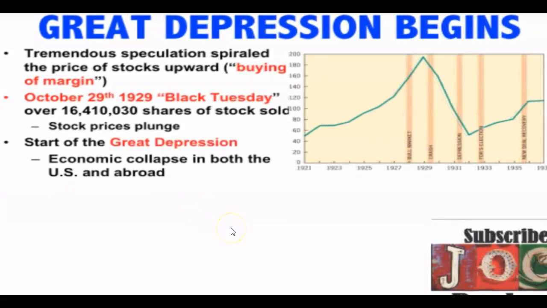Black Tuesday, October 29th, 1929, the famous day: 16 million shares of stock were sold and the stock market began to plunge. Think of the stock market crash as the trigger event that caused the Great Depression. It was not one of the major causes. The major causes took place during the 1920s. Those are the long-term causes. The crash of the market is a trigger event, an extreme short-term cause.